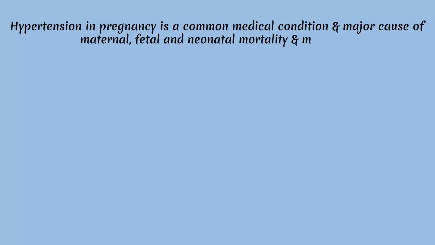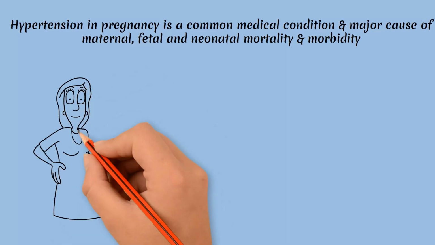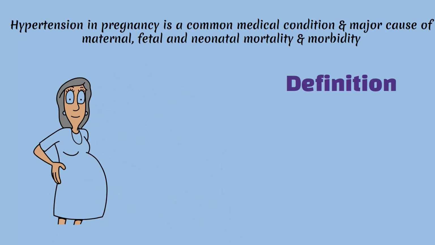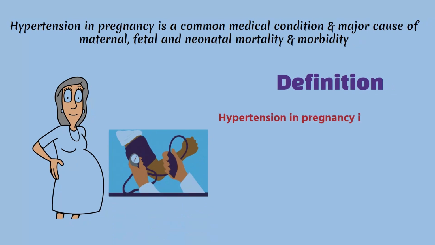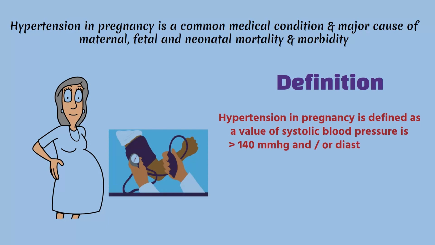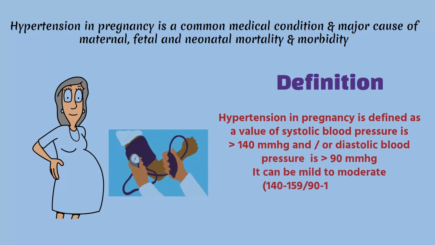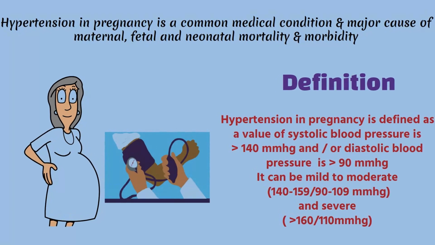Hypertension in pregnancy is a common medical condition and a major cause of maternal, fetal and neonatal mortality and morbidity. Definition: hypertension in pregnancy is defined as a systolic blood pressure of more than 140 mmHg and/or a diastolic blood pressure of more than 90 mmHg. It can be mild to moderate and severe hypertension.